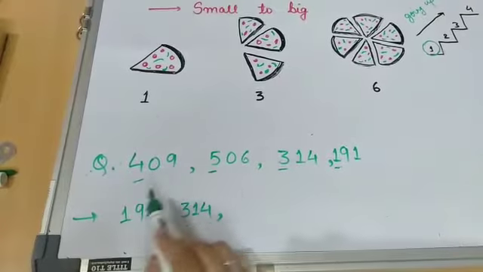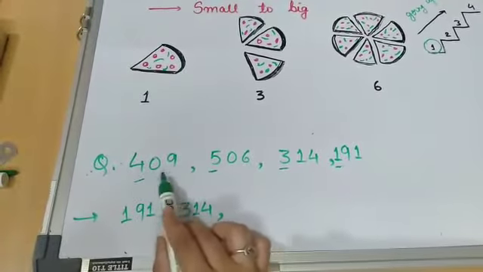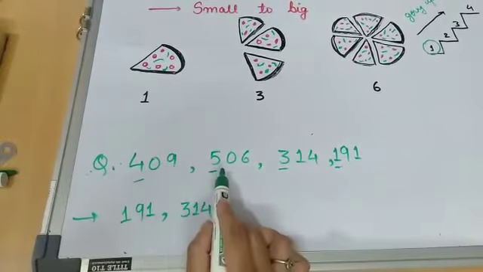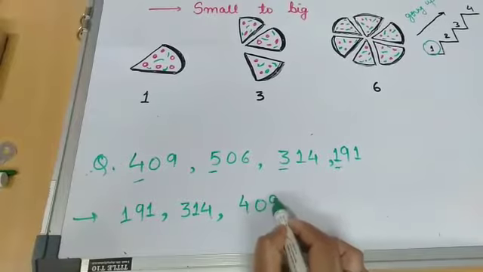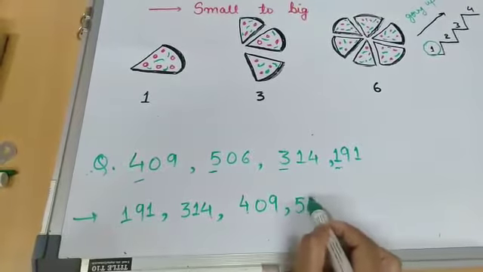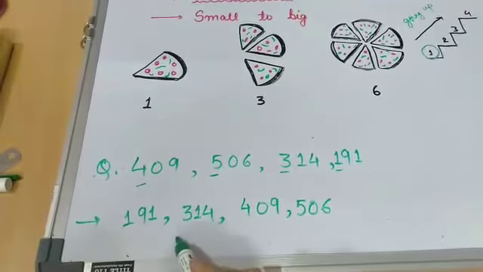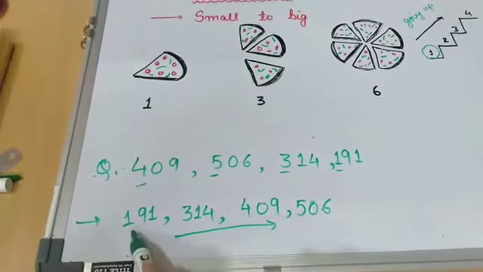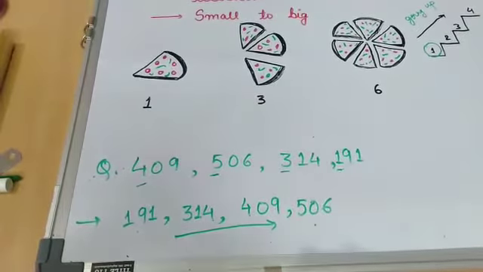Now which number is smaller? 409 and 506? See, first digit 4 is less than 5, so 409 will come first. Then the greatest number is 506. In this way we write the ascending order from small to big. Is it clear to all of you?